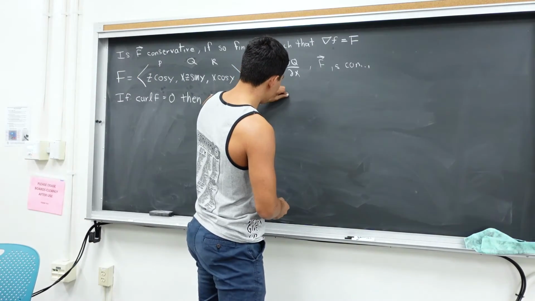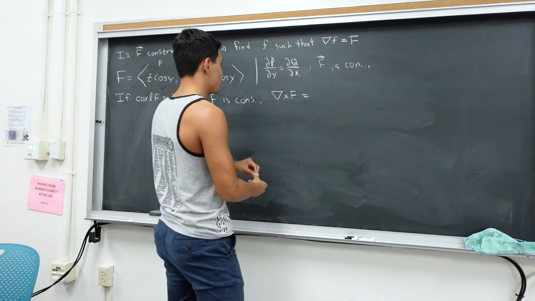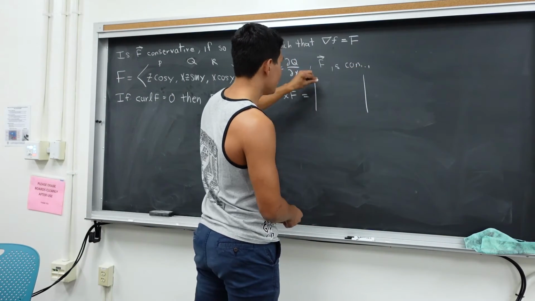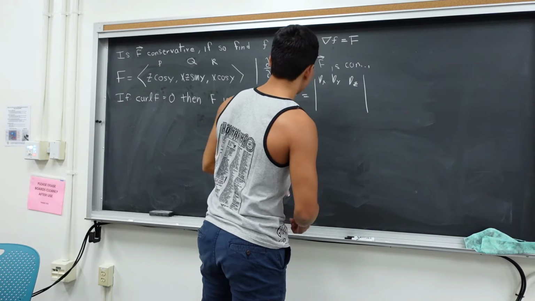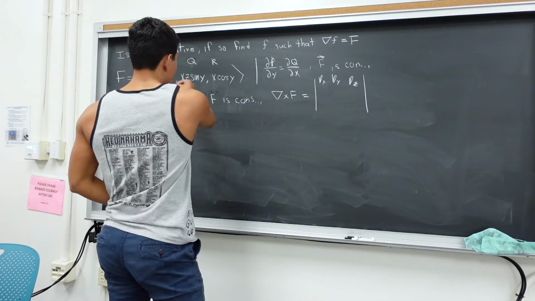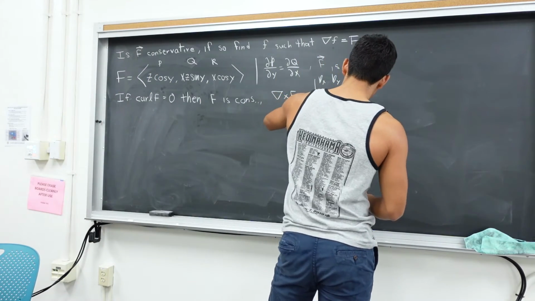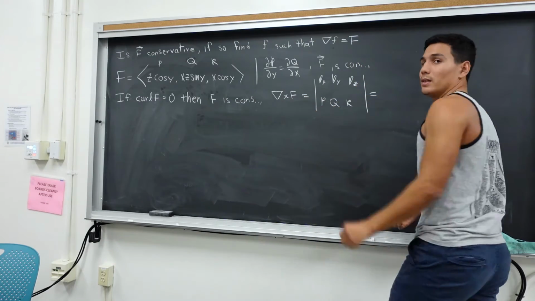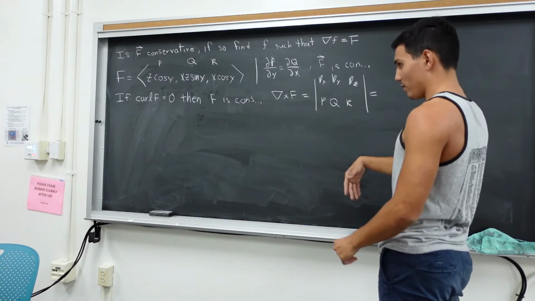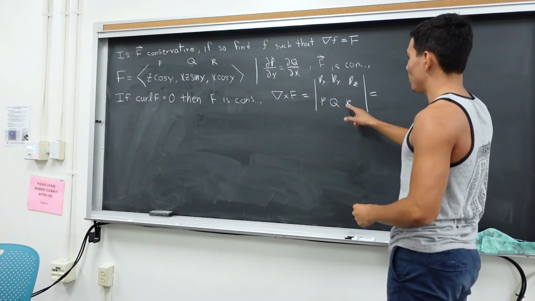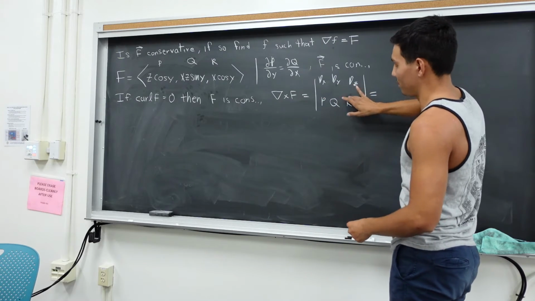So curl is equal to the gradient cross F. In this case, we could write this determinant: dx, dy, dz, and we're going to put in here all this stuff, but let's write it as P, Q, and R right now. What we're going to do is this cross product thing like we always do, but we're going to apply a derivative with respect to y to R.